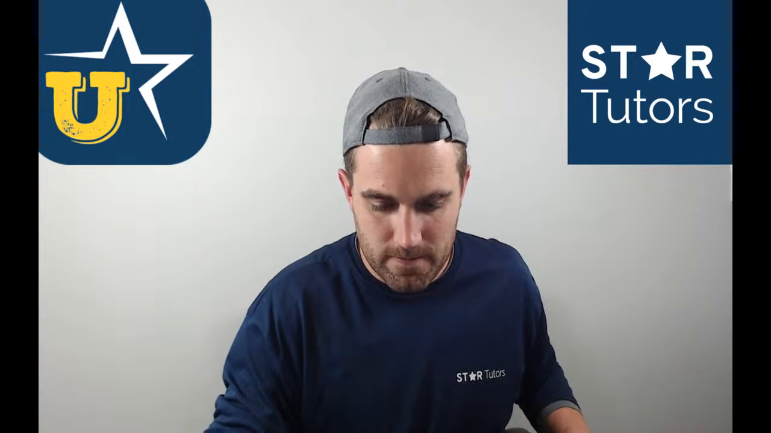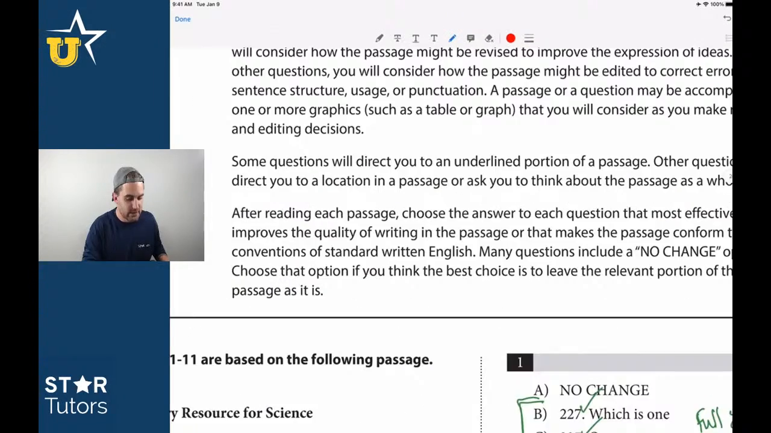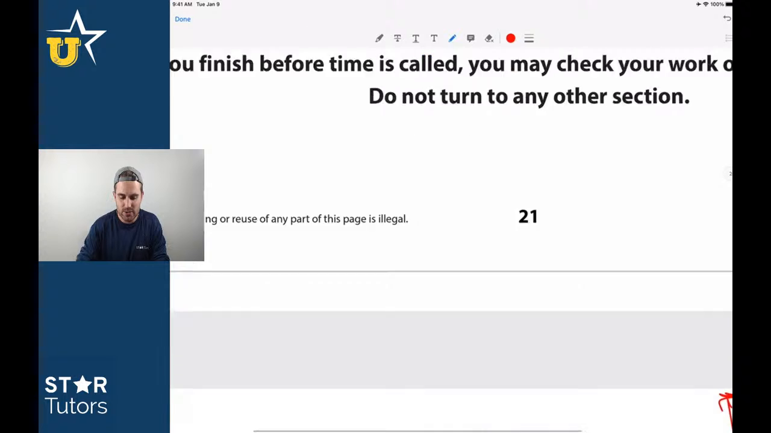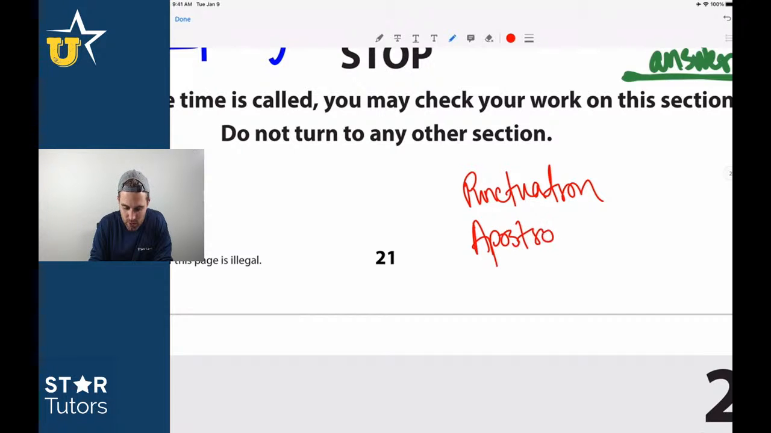The easiest question types to memorize are the most important ones for your writing and language test. The most important ones are punctuation by far, and I'll show you guys that in a second. You should memorize all punctuation rules, and I'll show you the tab for that in the app. Apostrophes and confused words come up often on the SAT writing and language.